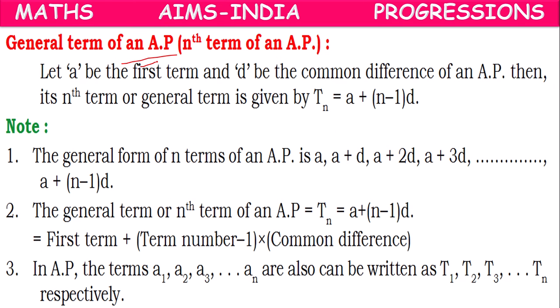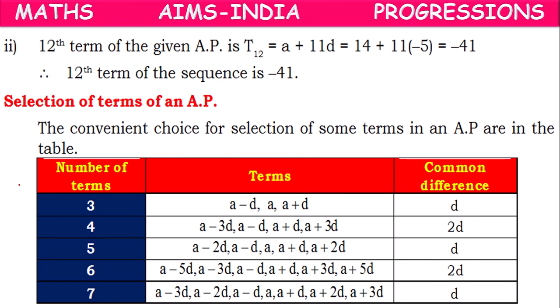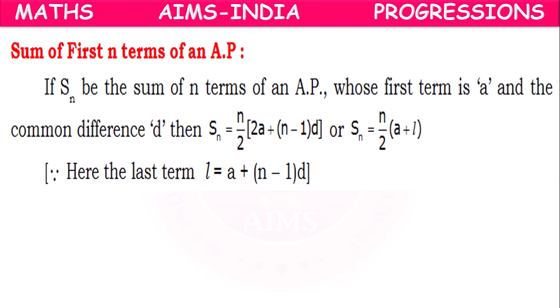So general term of AP, about this we have discussed already, which is represented as Tn equal to a plus n minus 1 into d. And selection of terms of an AP while solving the problems. If you want to take 3 terms, we can take like this. If you want to take 4 terms, we can take like this. Up to here already we have discussed children.